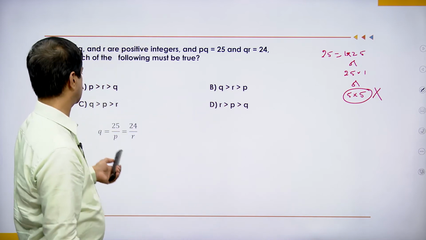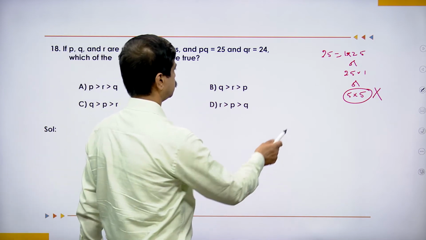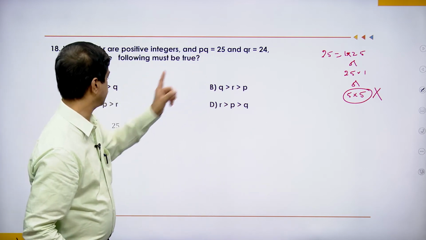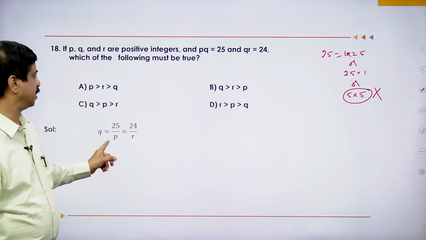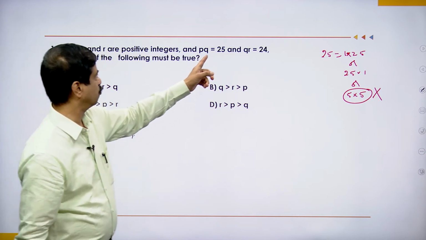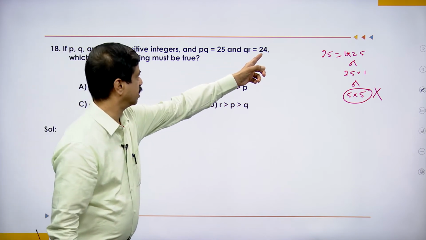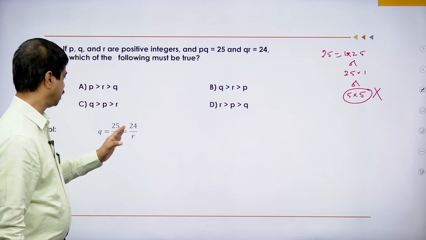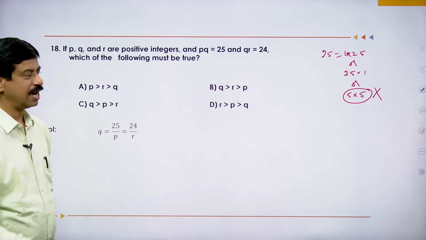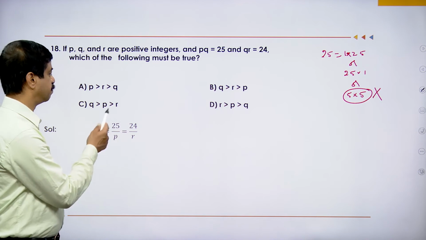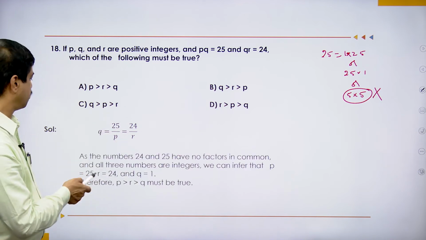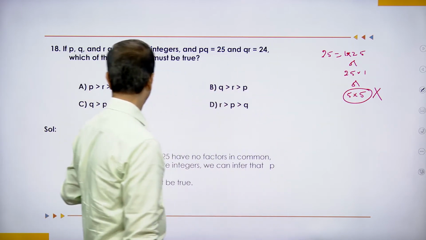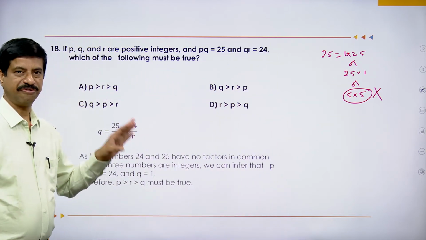Now look at this. Which of these is right? Q is what according to the first one? 25 by P. And what is Q again from here? From here, 24 by R. Okay. So we have a relation between P, Q and R. Now we should state which is bigger than which one. So P and Q should be 25 or 1.